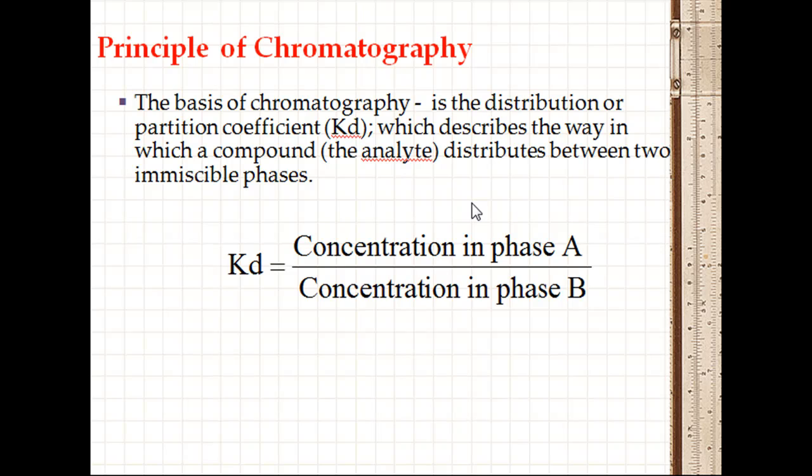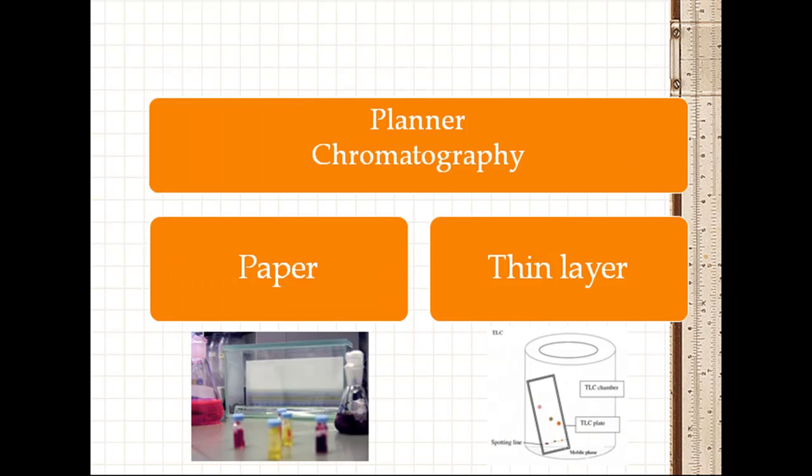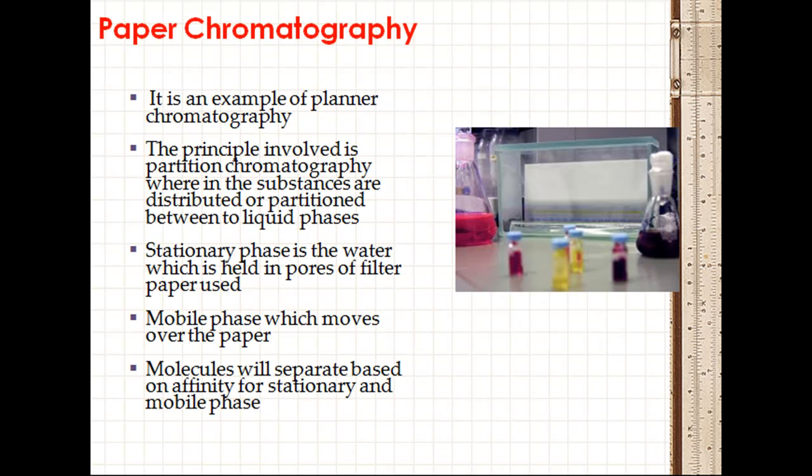Chromatography works on the principle of the partition coefficient, that is Kd. The analyte distributes between the two phases, and it can be calculated by this formula. Chromatography mainly consists of two phases, stationary phase and mobile phase. Stationary phase means a static phase, mobile phase means a moving phase which carries the analyte, and the analyte will distribute between the two phases. Planar chromatography is of two types, paper chromatography and thin layer chromatography.